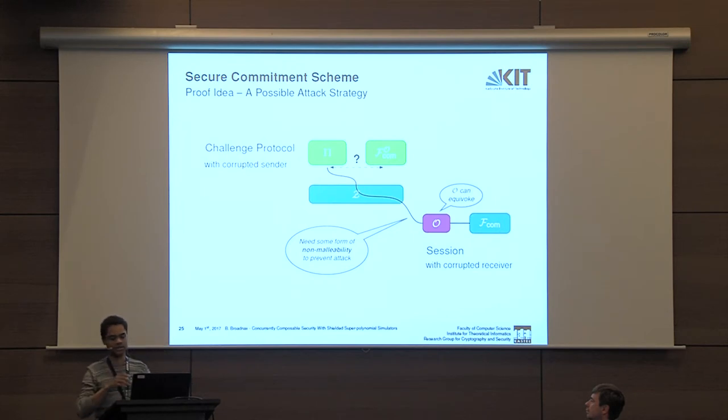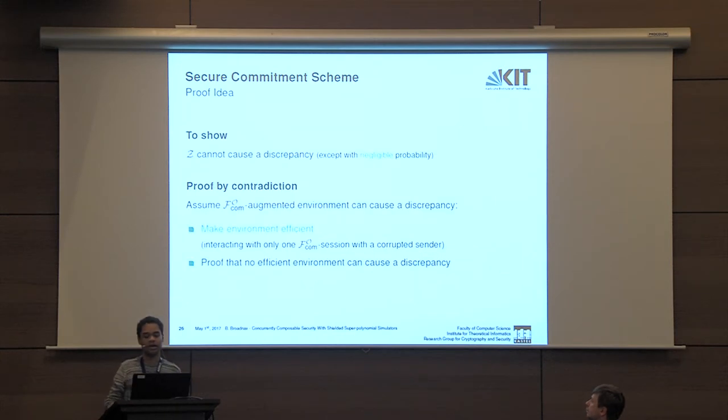And so this already shows that the underlying commitment scheme of Pi needs to have some form of non-malleability to prevent this attack. And this form of non-malleability is provided by parallel CCA security. Okay, so the main part in the security proof is to show that no augmented environment can cause a discrepancy, at least except with negligible probability. And so the proof is by contradiction in two steps. Assuming that an augmented environment can cause a discrepancy, one first makes this environment efficient, in the sense that it only interacts with only one F_COM^O session with a corrupted sender, and then proves that this efficient environment cannot cause a discrepancy.